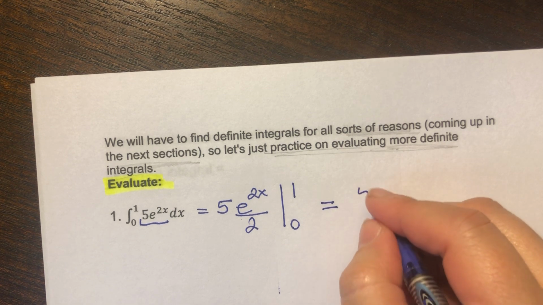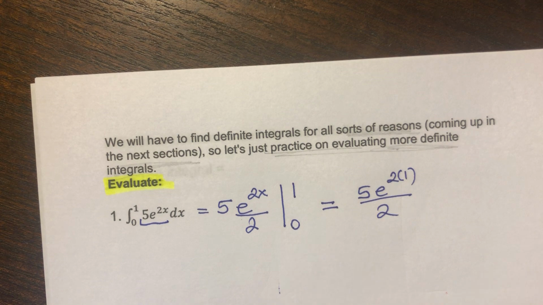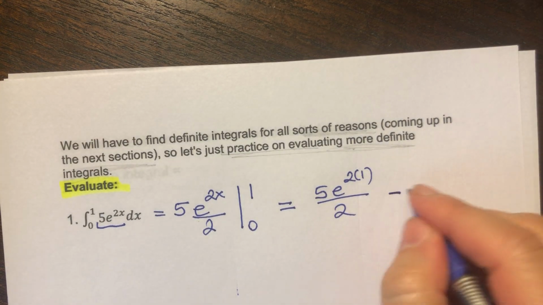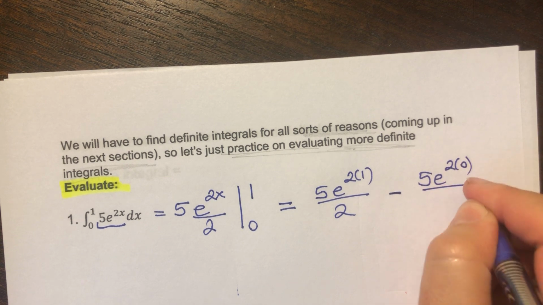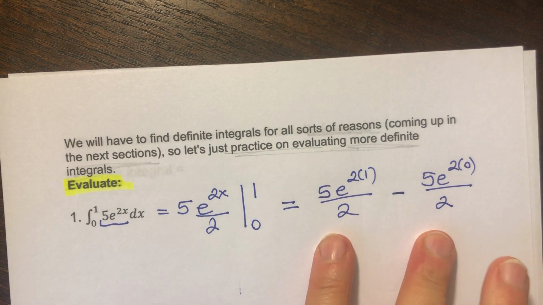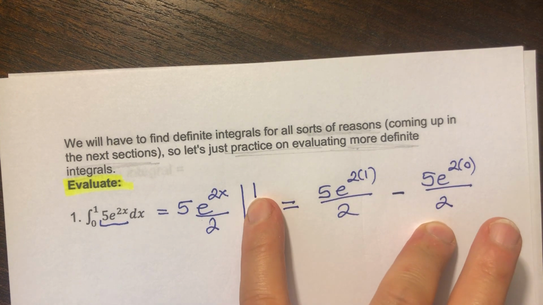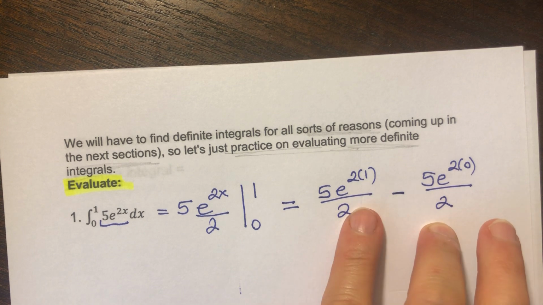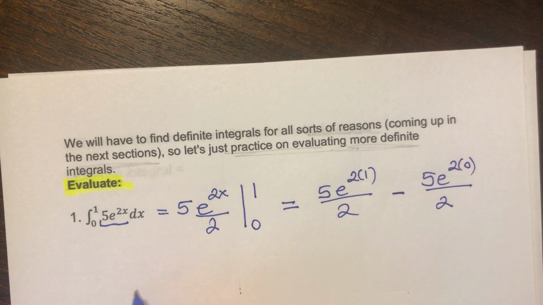So what we do is we plug in a 1, minus, we're plugging in a 0. That's it. So that's the extra step. Evaluate that antiderivative at the top limit of integration minus evaluate that antiderivative at the lower limit of integration. So what do we get?